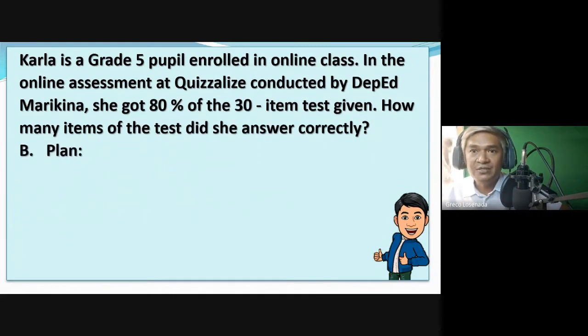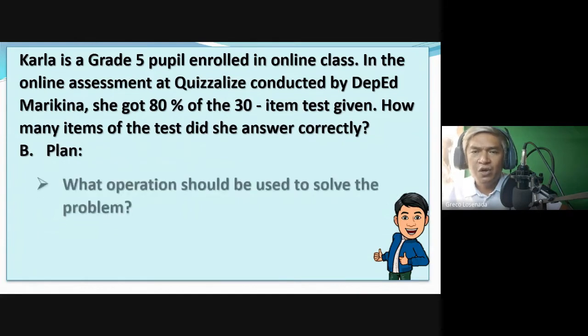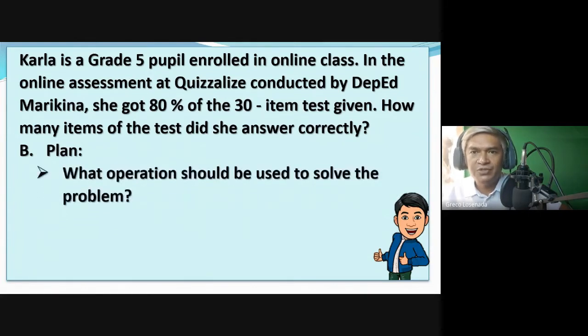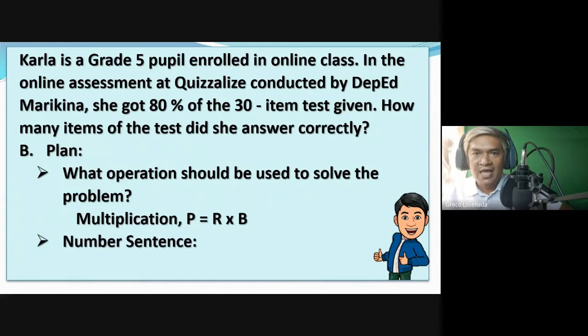Then we need to plan. We need to know the operation to be used to be able to solve the problem. Of course, we need to use multiplication using this formula: P is equal to R times B. Then, let's formulate the number sentence: P is equal to 80% times 30.